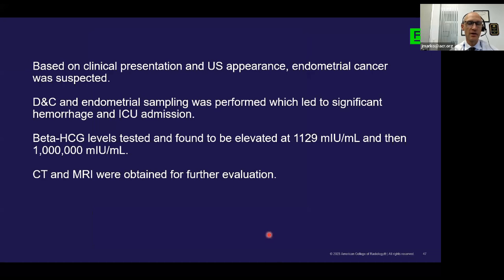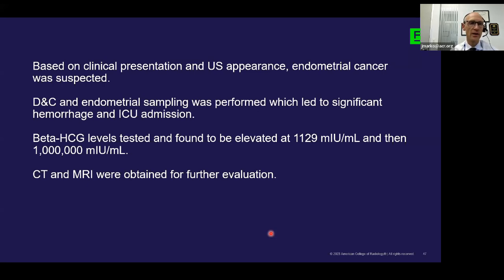Okay, so based on the clinical presentation of bleeding and the ultrasound appearance, the clinical suspicion was for endometrial cancer. So she went on to have tissue sampling through D&C, and this led to significant hemorrhage, so much so that the patient ended up admitted to the hospital and in the ICU. At that time, they decided to draw some beta HCG levels, which were found to be elevated. A low initial reading of only about 1,100, but ultimately a second test showed a level of 1,000,000. This raised a concern of gestational trophoblastic disease.